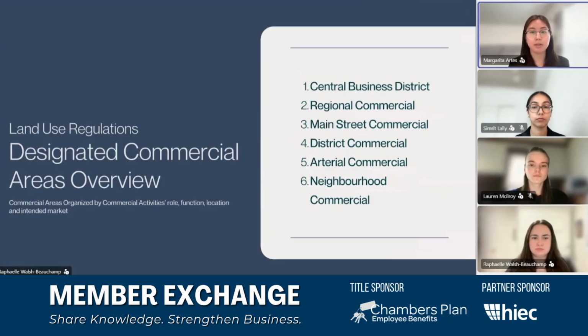The Kingston Official Plan organizes commercial areas in 6 designated areas. Namely, they are the Central Business District, Regional Commercial, Main Street Commercial, District Commercial, Arterial Commercial, and Neighborhood Commercial.